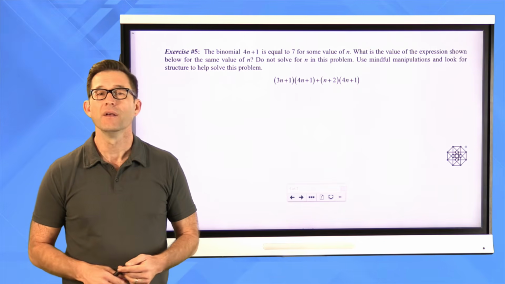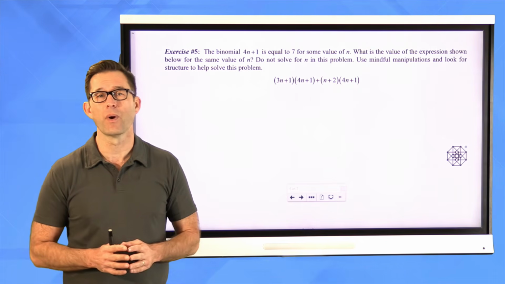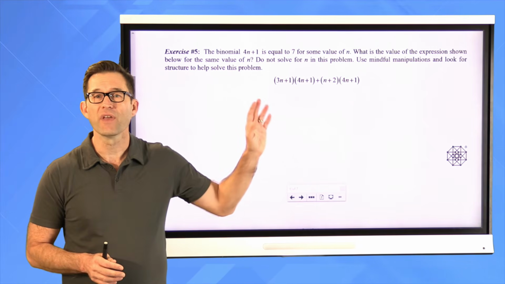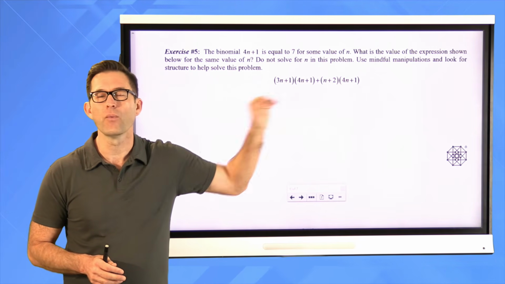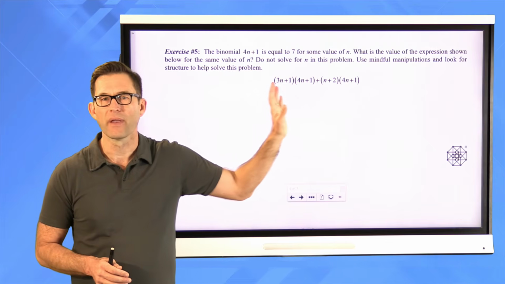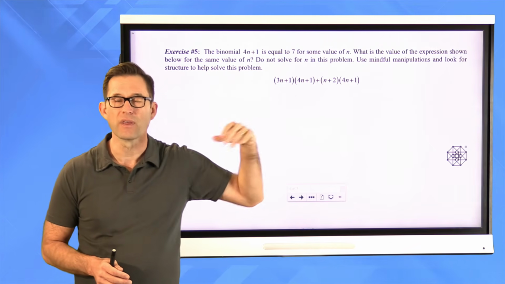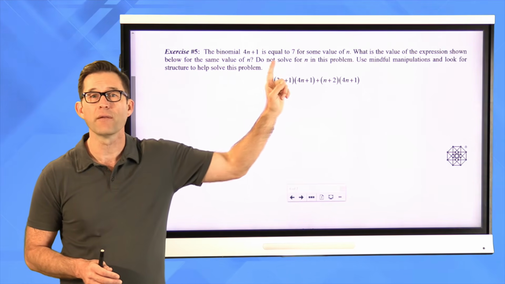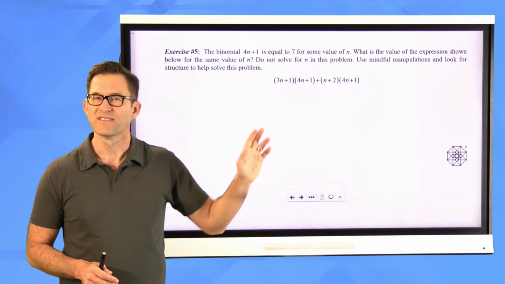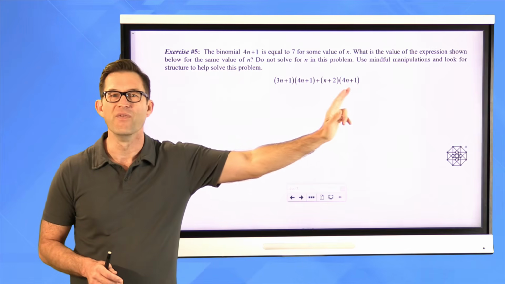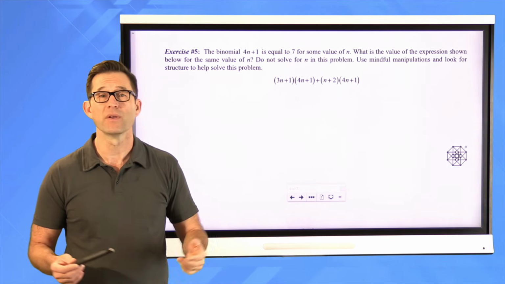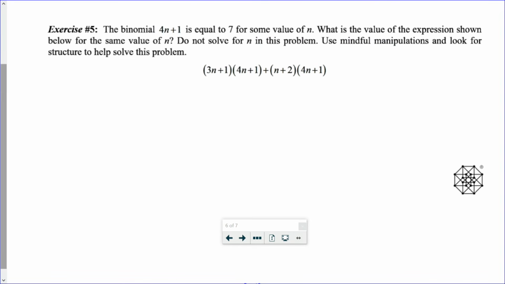Okay, great. So this actually takes us back a few lessons to when we were looking for structure in expressions. Now, right, we're thinking about that like factoring and what we did before. So I'd like you to play around with this expression, given what we've been doing in this lesson. Also, given that you know that 4n plus 1 is equal to 7, see if you can figure out what the value of this expression is. Pause the video now and play around with it by doing some mindful manipulations.